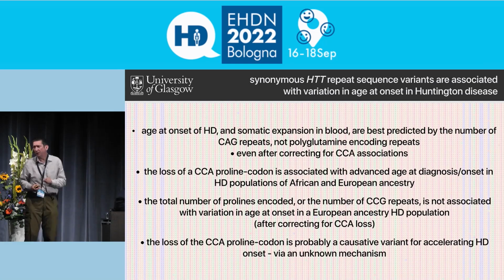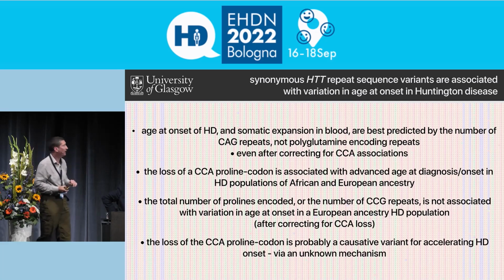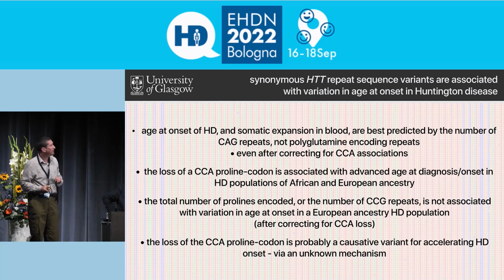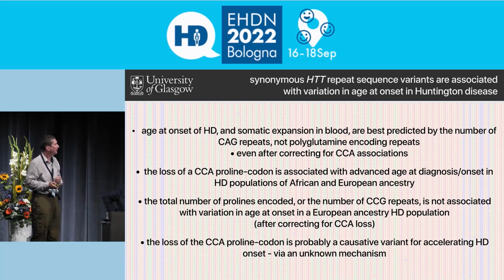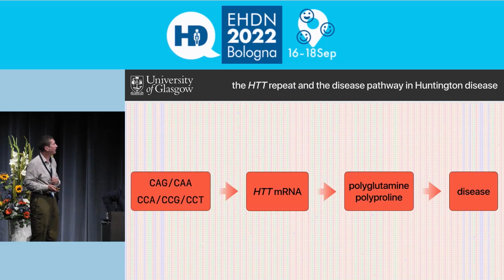So what then could be driving that? Just some conclusions, then. Age of onset clearly is driven primarily by CAG, but is also affected by the number of CAAs and also the number of CCAs. There's obviously more genetic variation out there that we can exploit in terms of looking at different populations. And again, there's an unknown mechanism for this CCA variant.